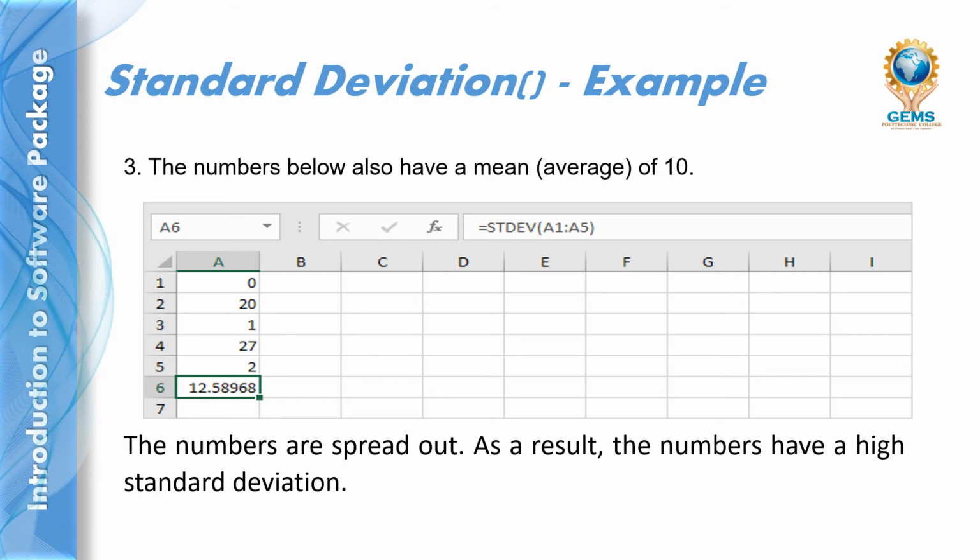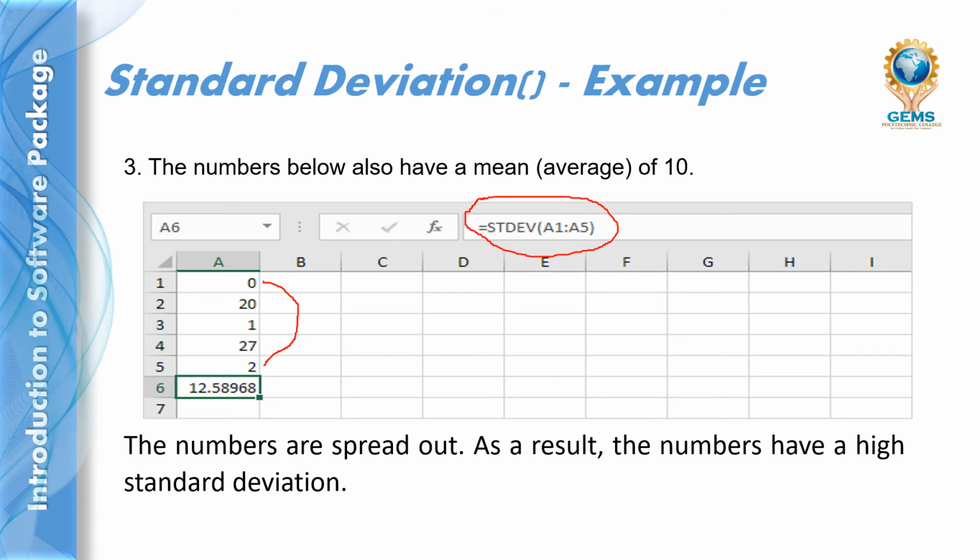Standard deviation, another example. The numbers below have a mean average of 10. We can see here the same syntax: equal to standard deviation of A1 to A5, so that is A1 range to A5 range. The numbers we can see here are 0, 21, 27, 2. Here all the numbers are spread out, so the result is that the numbers have a high standard deviation.